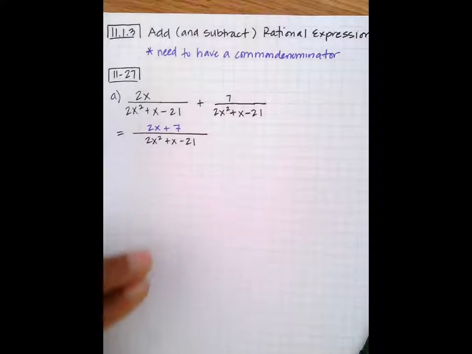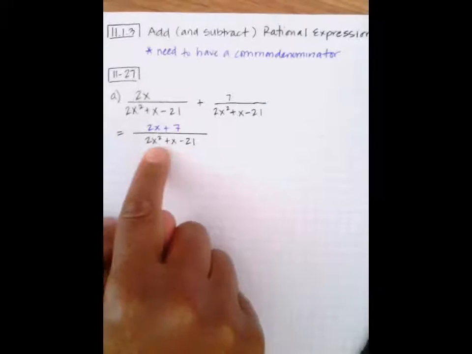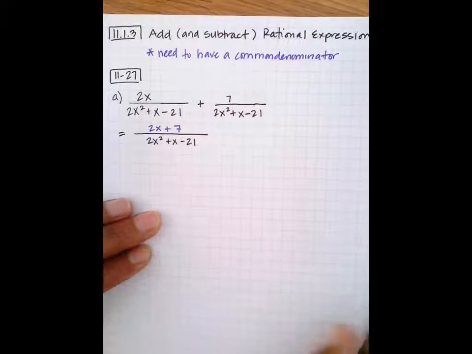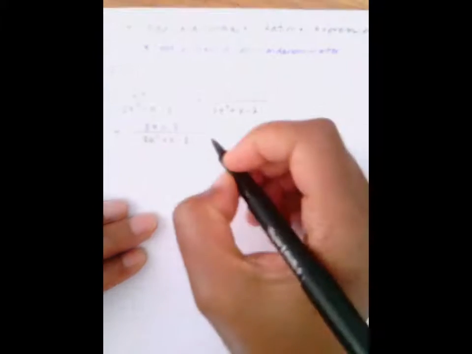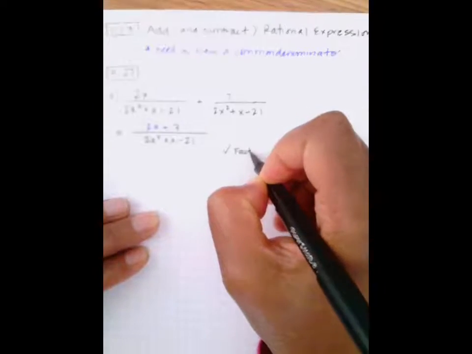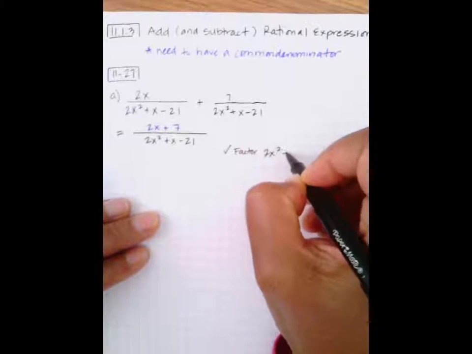The only way to simplify this further is if one of the linear factors of the denominator was the same as the factor in the numerator. So we always want to check that. So we're going to check and factor 2x squared plus x minus 21.